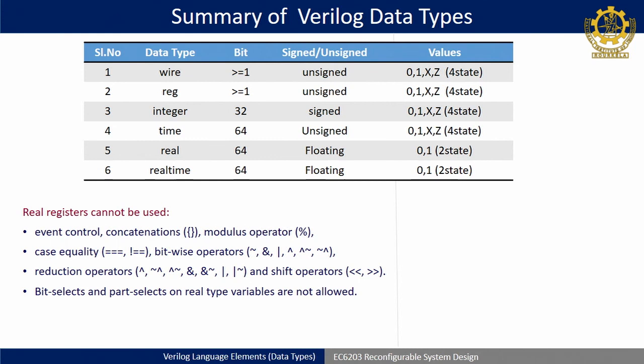Now, we have made a summary of the Verilog data types. At least a question to ask is what the different supported data types are and what their properties are. Okay. To summarize, wire can have more than 1 bit, is unsigned, and has a value of 0, 1, x, z. And reg is similar: 1 bit or more than 1 bit, unsigned, and it may have 0, 1, x, z. Similarly, integer is 32 bit but signed, with the same 0, 1, x, z as its value. Time is 64 bit unsigned, and it is also 0, 1, x, z state.